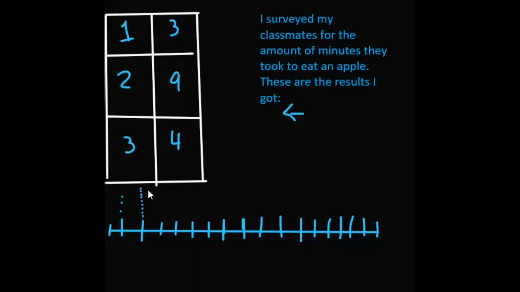Okay, so now let's do 3 and 4. So 1, 2, 3. So 3 is right here. Let's see how many people took 3 minutes. 1, 2, 3, and 4. So 4 people took 3 minutes to eat an apple. 9 people took 2 minutes, and 3 people took 1 minute. People who took 1 minute must have like iron jaws or something. Okay, so now we have these numbers brought onto the line plot.